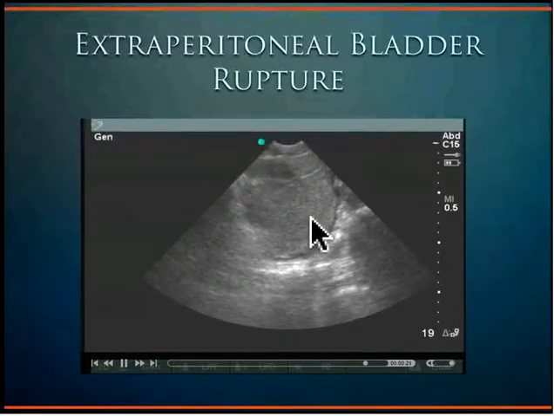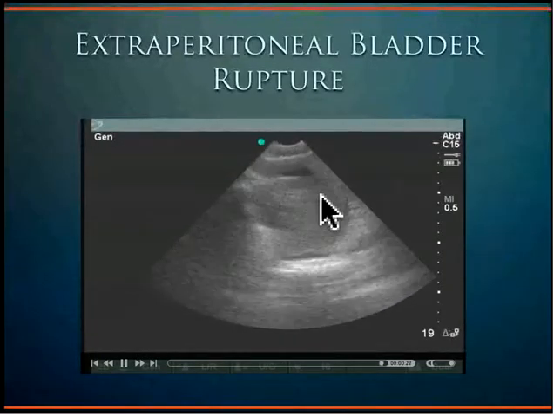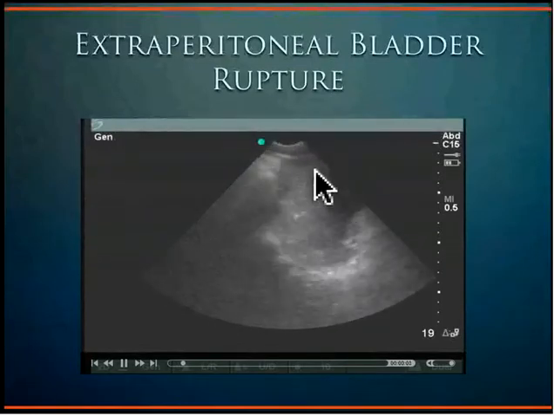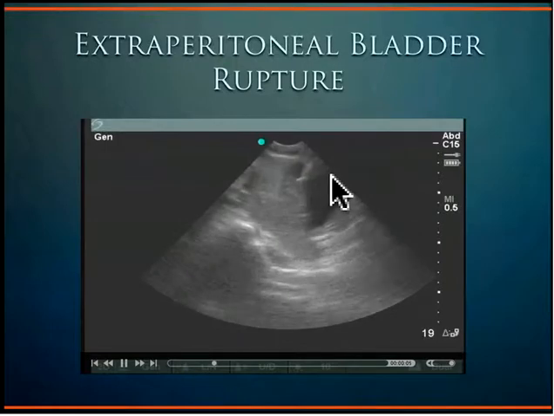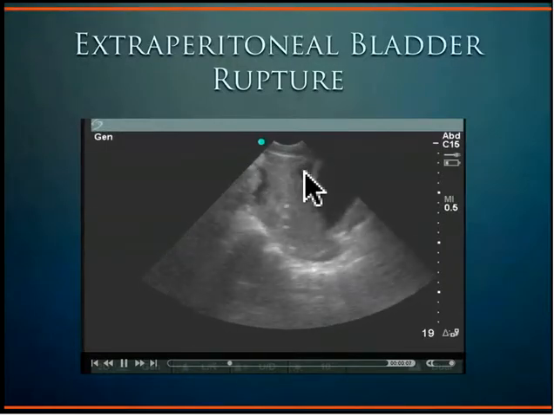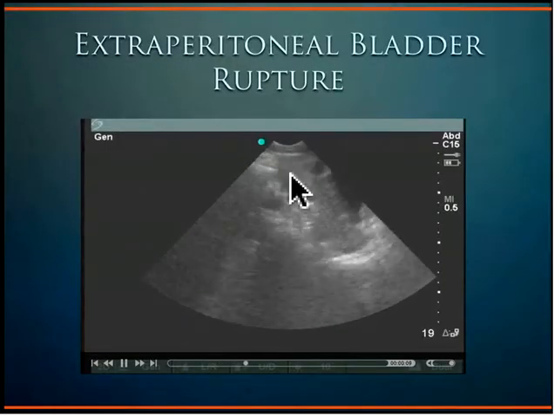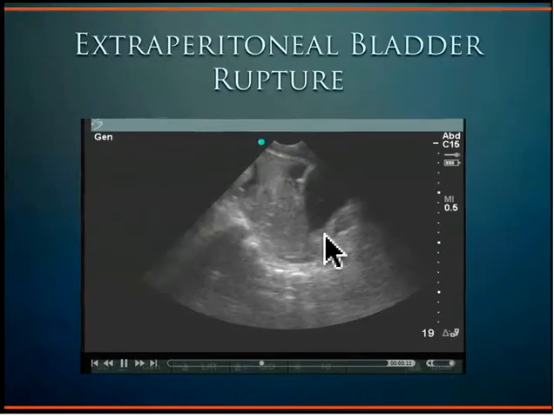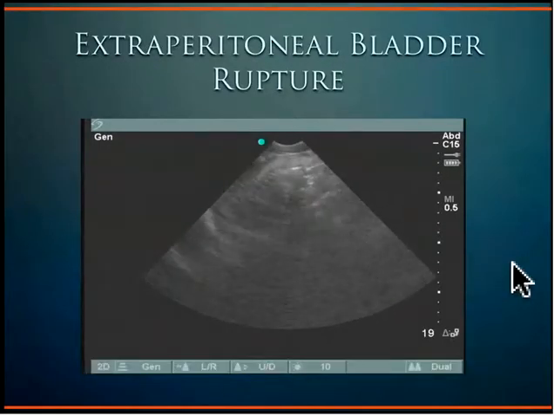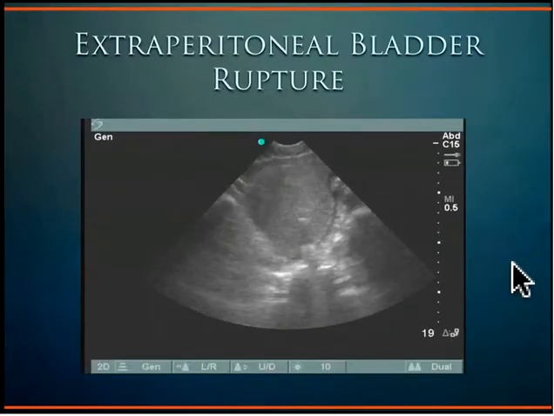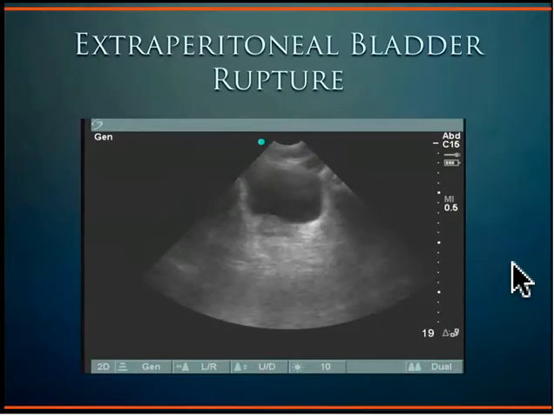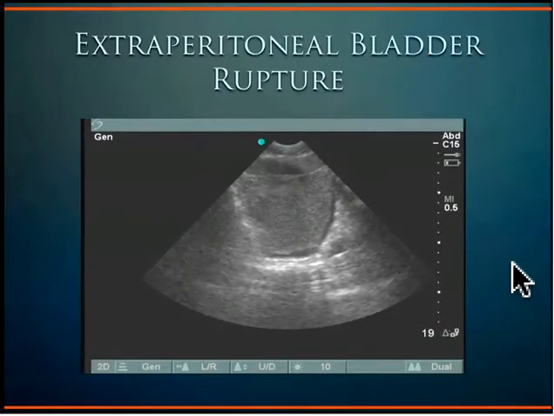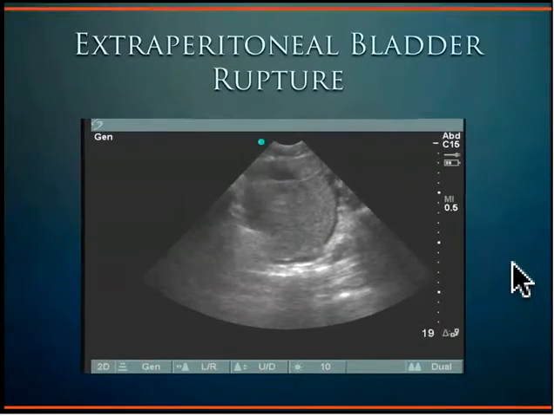seen here. This represents a pelvic hematoma, and there's a little bit of urine seen just adjacent between it and the bladder. So here's the bladder, here's that urine collection, and here's that isoechoic blood. This patient had an extraperitoneal bladder rupture, and what happened is the broken ends of his pelvic bone tore the anterior wall of his bladder close to its neck, and he's therefore unable to void.